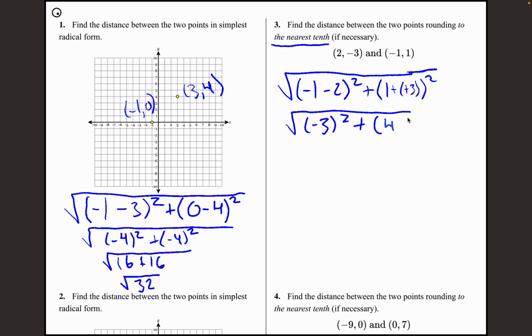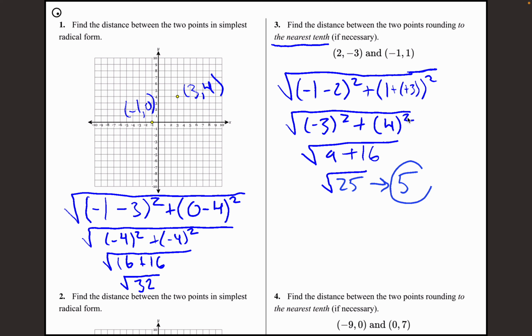4. Perfect. 4 squared. 3 squared is 9. -3 squared is 9. Plus 4 squared is 16. Square root of what? 25. Does that come out as a whole number? So our answer is 5. Okay, so this one ends up not being a decimal. Okay, but we would do the square root no matter what.